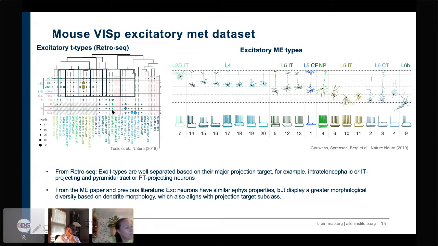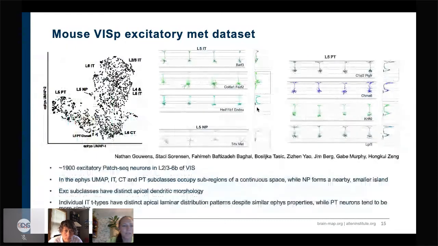And then from our ME paper, we know that excitatory neurons have very similar electrophysiological properties across the class, but display greater morphological diversity based on their dendritic morphology, which also aligns with projection target phenotype based on previous literature. But how well excitatory T-types and ME types correspond had yet to be determined.